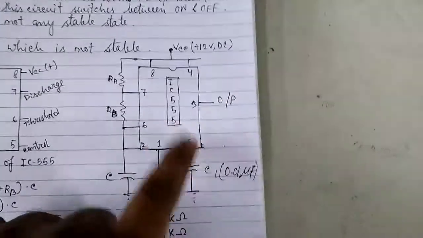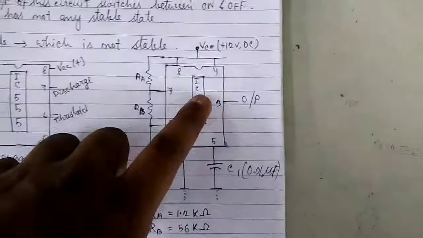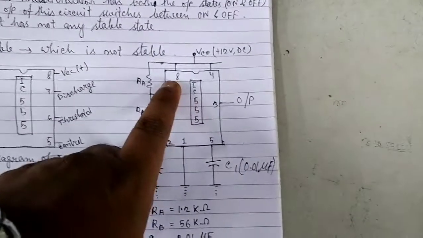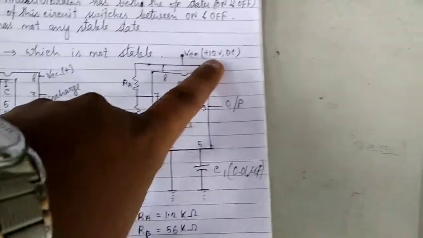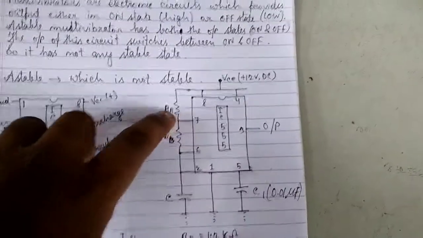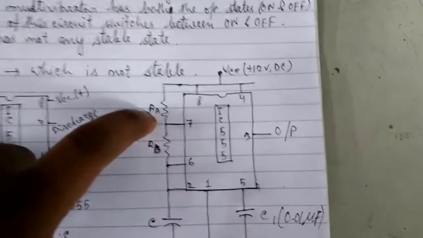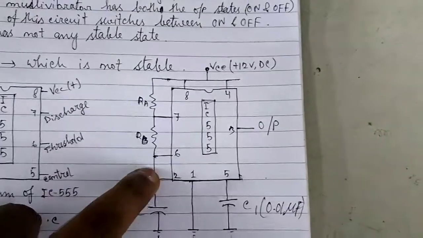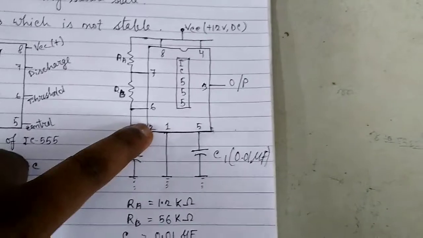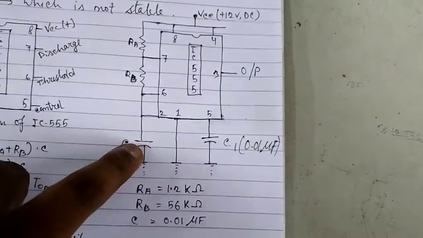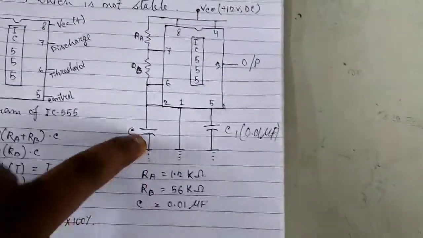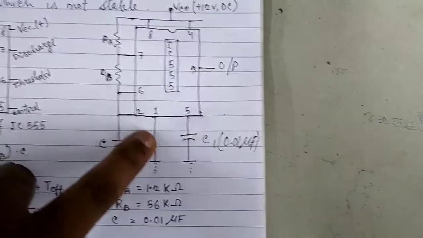Astable multivibrator. This is the circuit diagram. See, pin number 4 and pin number 8 are short circuited with VCC, that is we apply 12 volt DC here, plus 12 volt, and from 8 to 7 we connect a resistor and name it RA, and 7 to 6 another resistor, that is RB, and 6 and 2 is short circuited, and from 2 or from 6 we are connecting a capacitor to the ground. Pin number 1 is directly grounded.